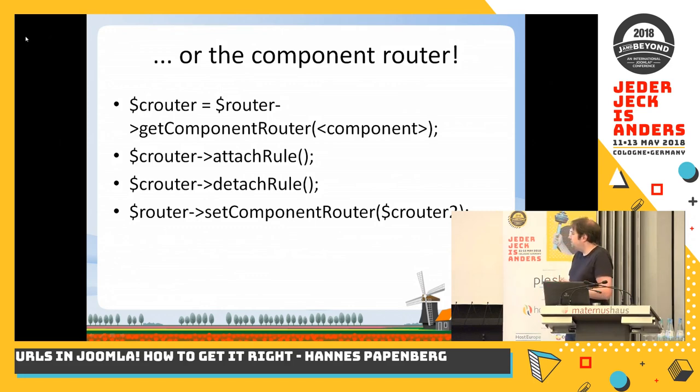Something that I've been doing quite a few times is also augmenting a component router by wrapping it in a decorator pattern class, and then simply replacing the component router in the application router. You can say, okay, I want to set the component router for com content with my own class and replace that on a site-wide level. All of this is best done in a plugin on after initialize, so that you're doing this the first moment when the application boots up.